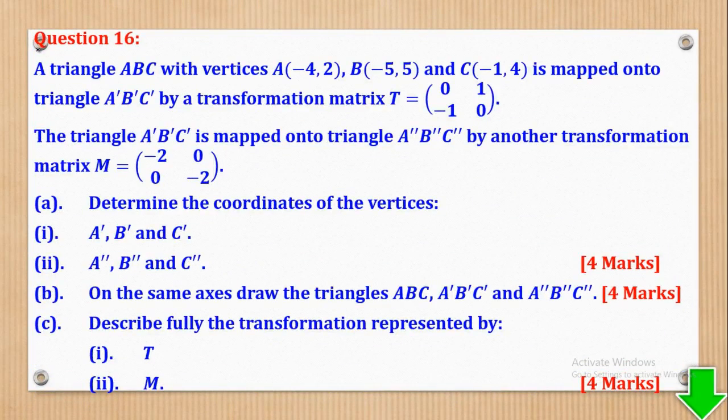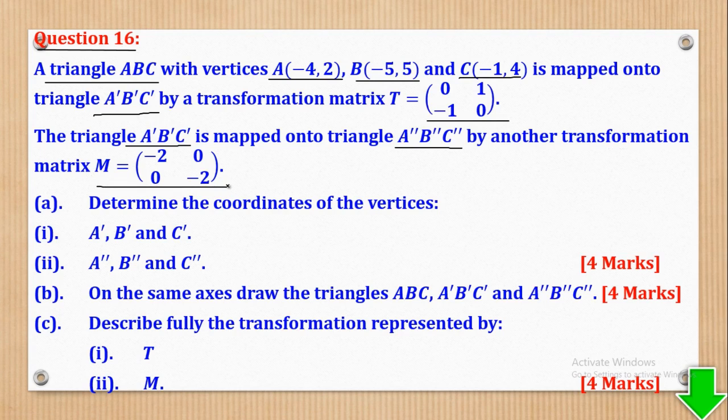Now we shall go to question 16. Question 16 says a triangle ABC with vertices A (-4, 2), B (-5, 5), and C (-1, 4), is mapped onto triangle A prime, B prime, C prime, by a transformation matrix T, which is (1 0; -1 0). The triangle A prime B prime C prime is mapped onto triangle A double prime B double prime C double prime by another transformation matrix M, which is (-2 0; 0 -2).